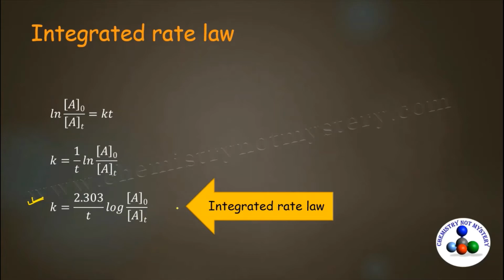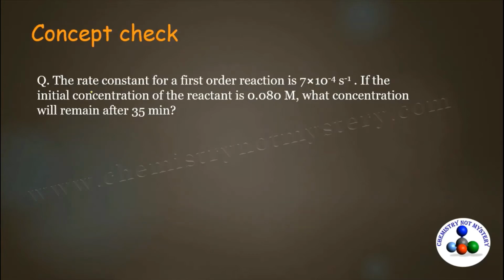So let's try to solve one question based on it. The rate constant for a first order reaction is 7 into 10 raised to minus 4 per second. If the initial concentration of reactant is 0.08 molar, what concentration will remain after 35 minutes? First write down what is given in the question.